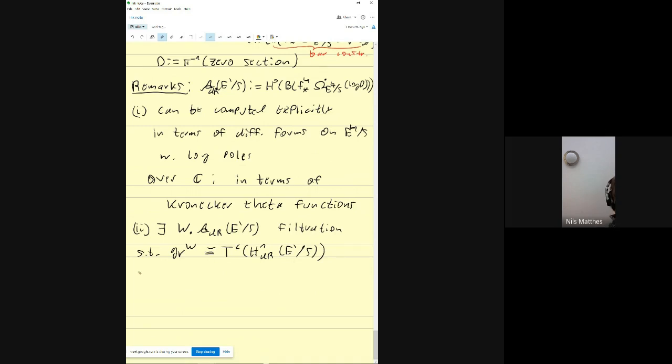And for this reason, you can think of de Rham of E prime over S as a kind of non-abelian de Rham cohomology. This term has different precise interpretations. I'm not claiming this to have a completely precise meaning, but somehow the point is that it's a generalization of de Rham cohomology.